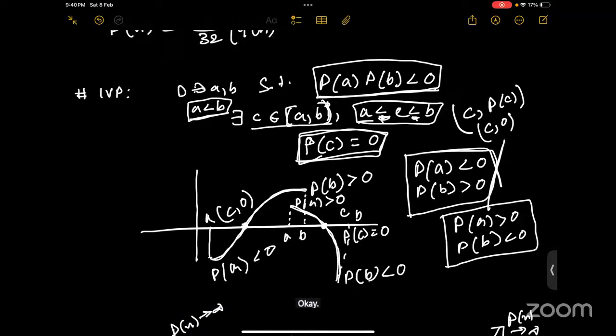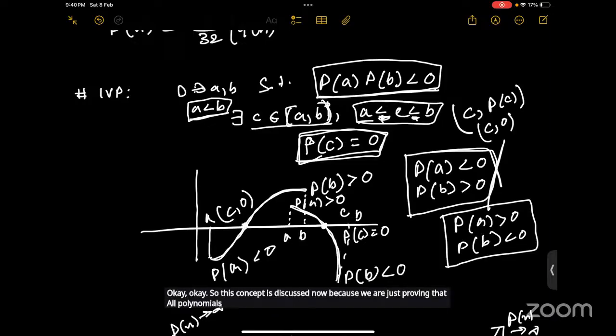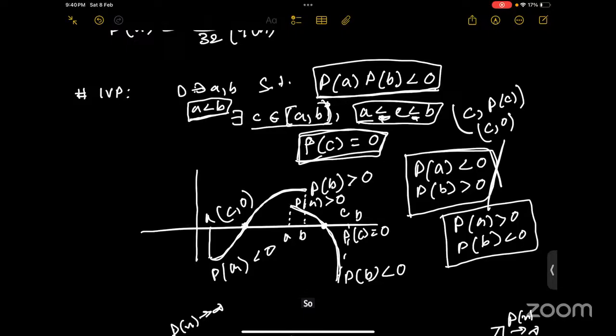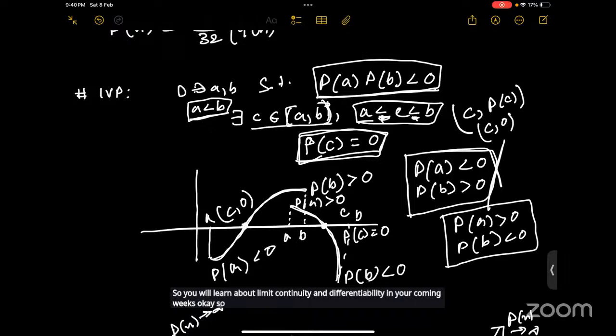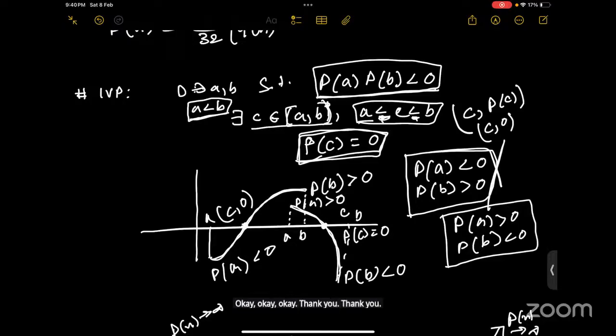Okay. So this concept is discussed now because we are just proving that all polynomials will be a continuous graph. You will learn about limit, continuity, and differentiability in your coming weeks. So all polynomial functions are continuous and also differentiable at any point. Differentiable means? Yeah, it is a huge concept. You will learn about this concept in your week 8.